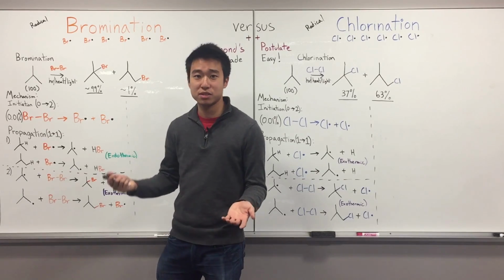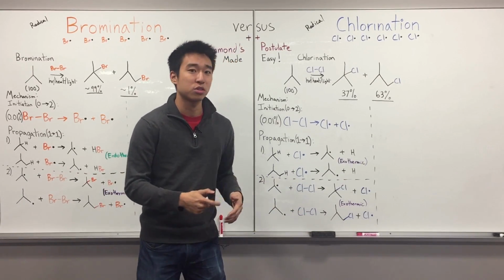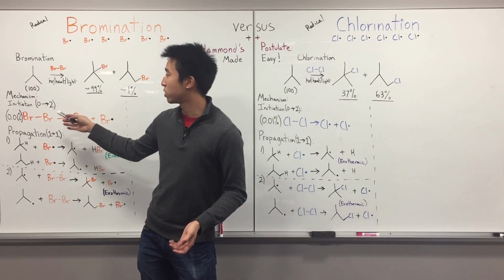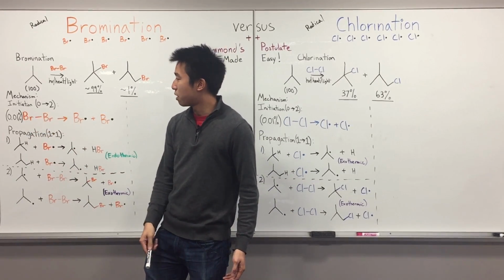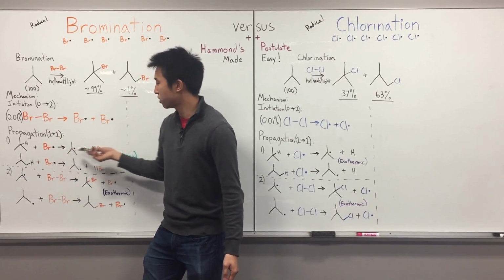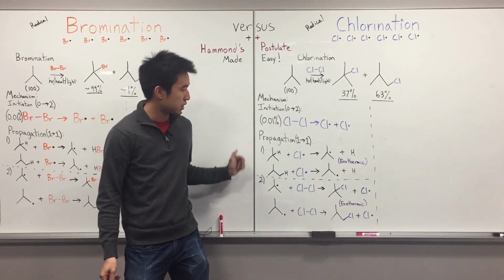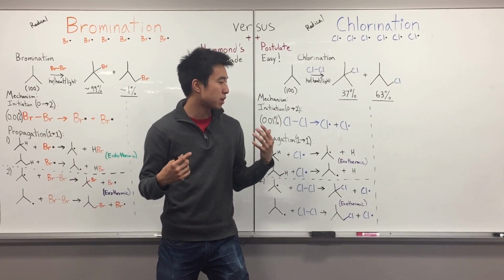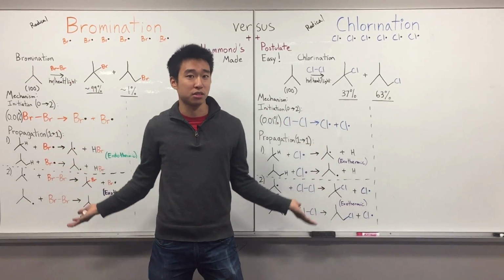What am I referring to by 0 and 2 and 1 and 1? Well, I'm referring to radicals. In initiation, you're always starting with 0 radicals and producing 2 radicals. Propagation, you start off with 1 radical, you end up with 1 radical. And there's actually 2 propagation steps, as you can see. Okay? What I also wanted you to see is that the mechanisms are basically identical for each.